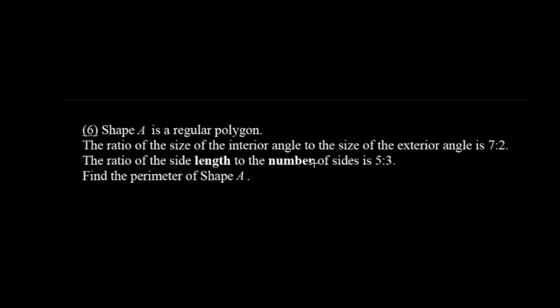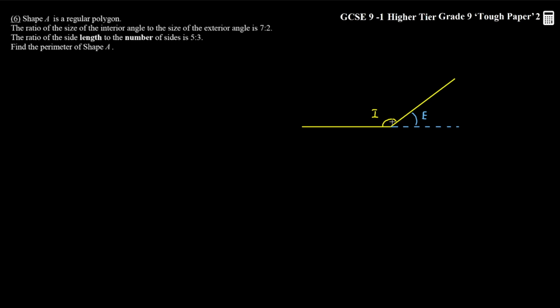I think the first thing we've got to do is find these interior and exterior angles, given the fact that they must add up to 180 degrees. So there's the diagram. Here's the internal angle of the polygon, and here's the exterior. So straight away, I can say that I plus E must equal 180 degrees. And we're told that the ratio of the interior is equal to 7:2.